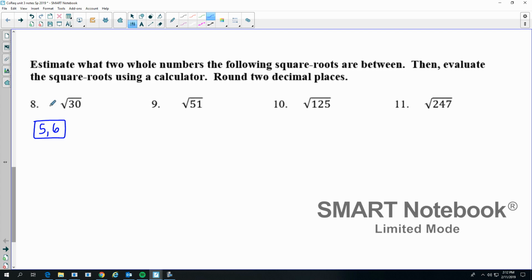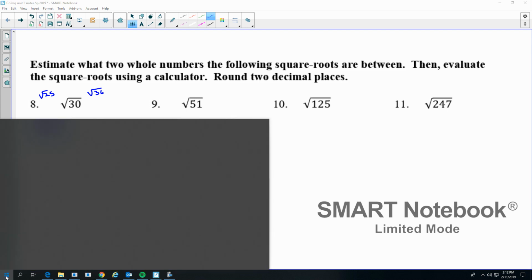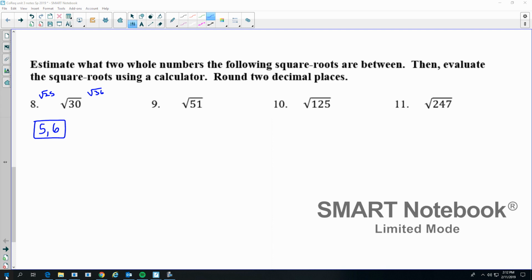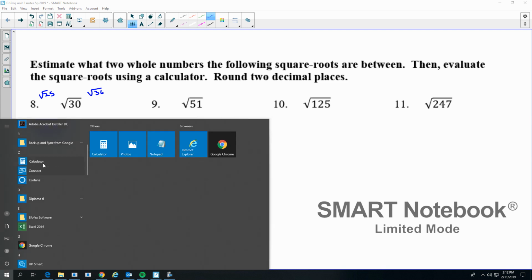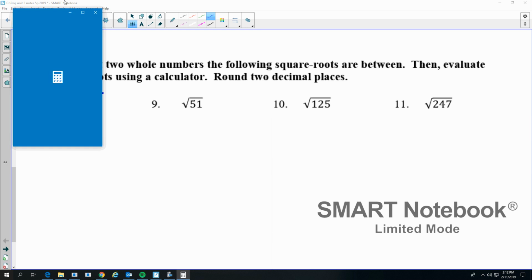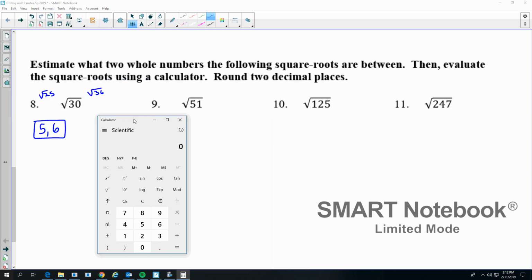Because the square root of 25, I'll put this right here, we know is 5. The square root of 36 we know is 6. So the number we're looking for is somewhere between here. It's going to be 5 point something. And so now I'm going to go ahead and grab a calculator so we can do this. Okay, so I'm going to type in 30 and press the square root key.